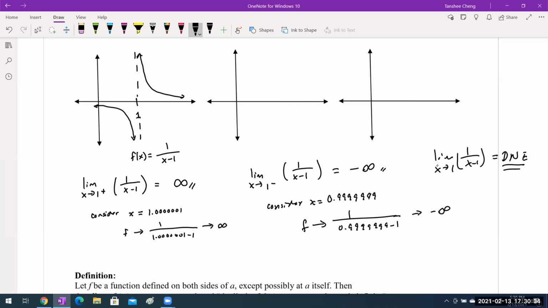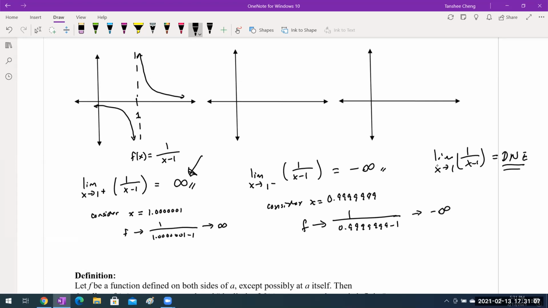Is that the right interpretation? Right? Is that a right interpretation? My answer to you is you really have to be careful. Okay, you really have to be careful because of this. Even though you know that it is going to positive infinity or negative infinity when you're approaching from the left-hand side or right-hand side, the interpretation is that the limit does not exist.